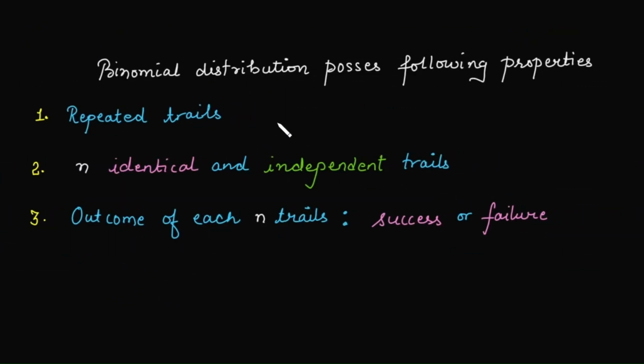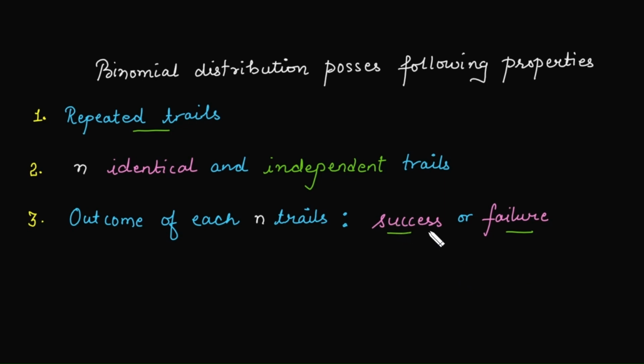So in the binomial experiment, there are certain properties that must be satisfied in order to apply this distribution. The first thing is the experiment must be performed multiple times, meaning the same experiment is performed repeatedly n times. Suppose we are fixing the number of trials as n. In that case, each trial has either success or failure.